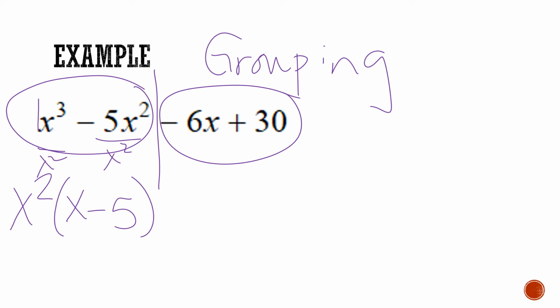Okay, over here on negative 6x plus 30, I'm going to put negative, and they have 6 in common, so I'm going to divide by negative 6.